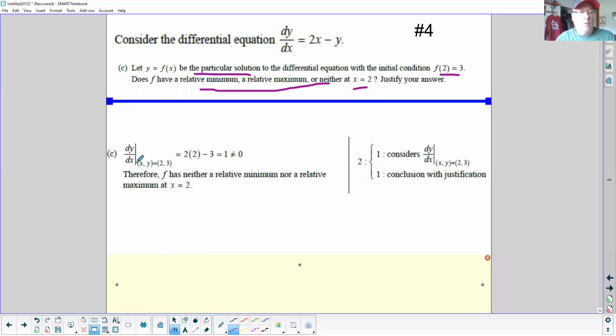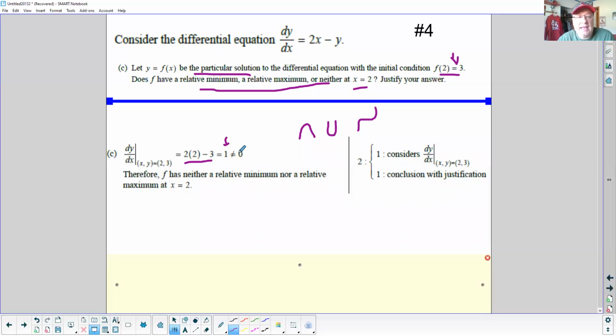So the first thing you're going to want to do is check to make sure the derivative at this point is equal to 0. If it is, then you have a possible max, a possible min, or it could still be neither. You'd have to check the second derivative, which you already did in part B. However, it's kind of easy here because once you check the first derivative, you don't get 0. You get a positive 1.